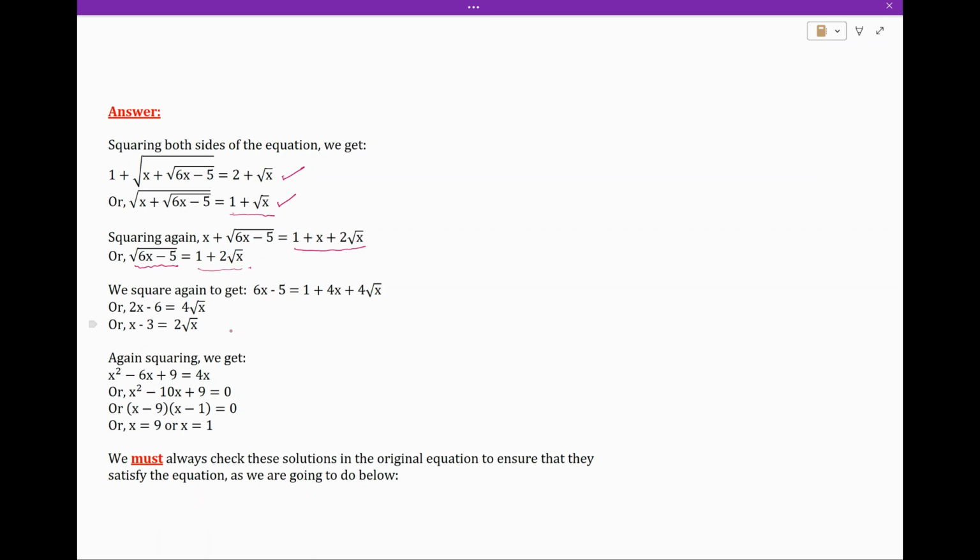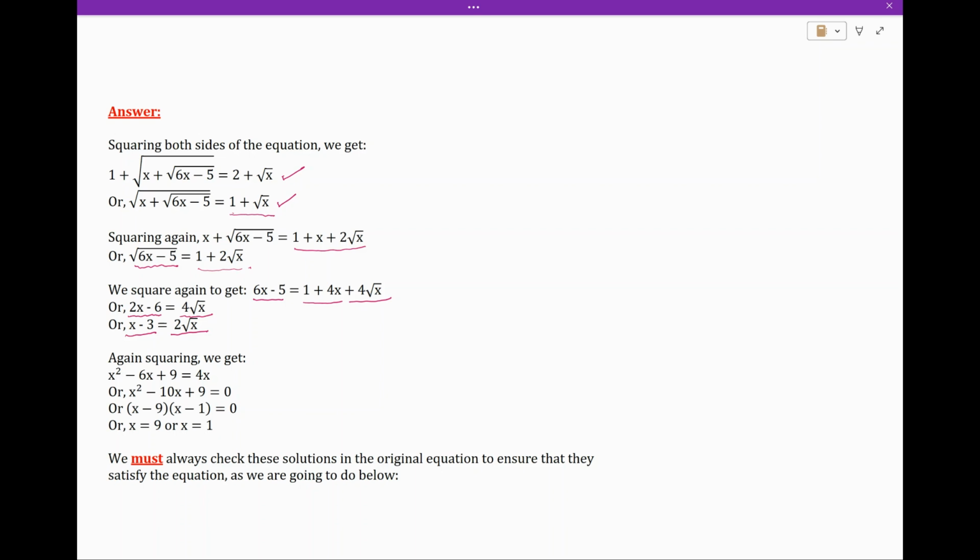Again we square to get 6x minus 5 is equal to 1 plus 4x plus 4 square root of x, or 2x minus 6 is equal to 4 square root of x. If you rearrange terms, we get x minus 3 is equal to 2 square root of x. We have gotten this step by dividing both sides by 2.